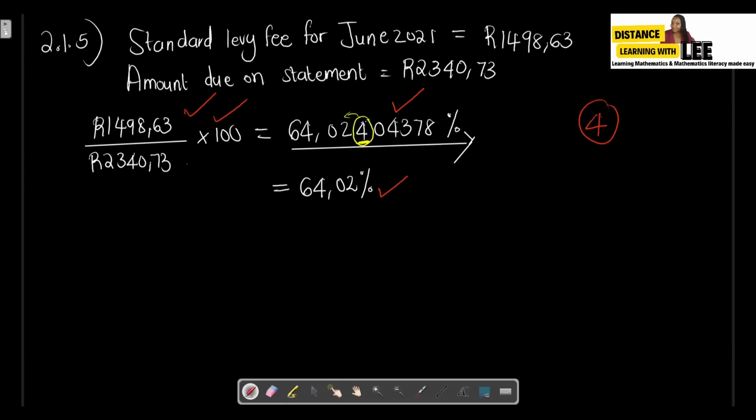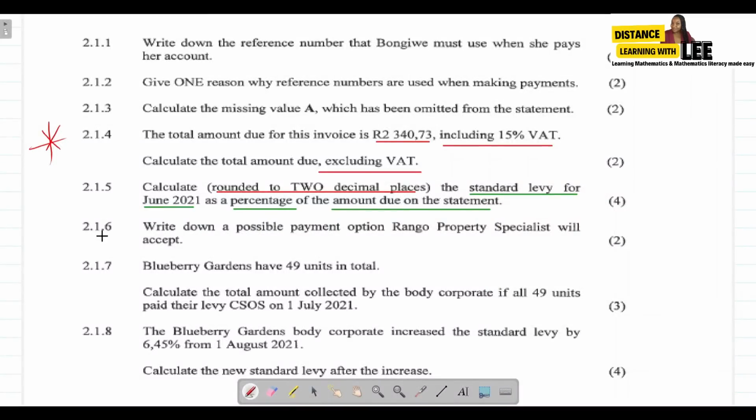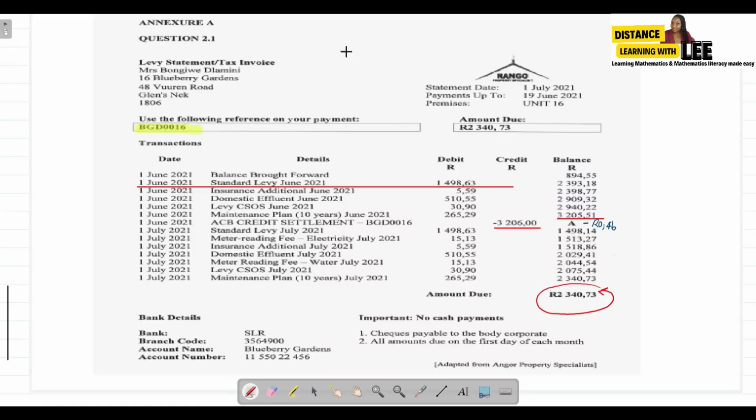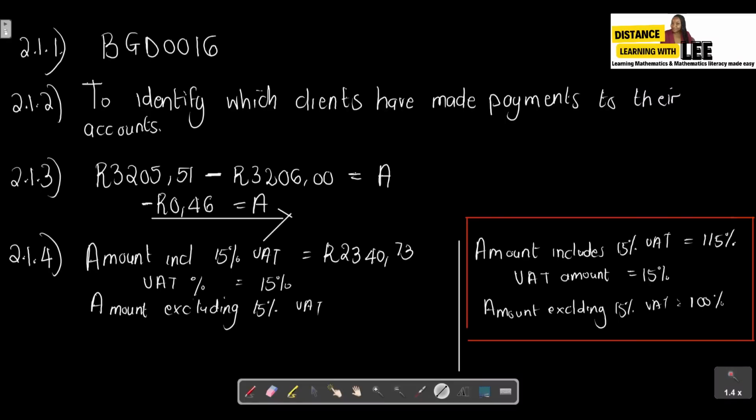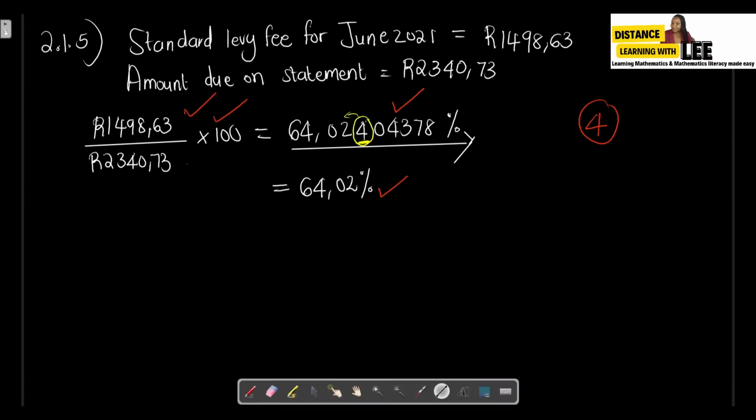Okay, so question 2.1.6, write down a possible payment option Rango Property Specialists will accept. Remember, when we looked at our tax invoice here at the bottom, they told us that they do not accept any cash payments. So any other payments would be acceptable, but not cash. It's up to you how you want to answer this question. What other way could Mrs. Lamini pay Rango Property Specialists?